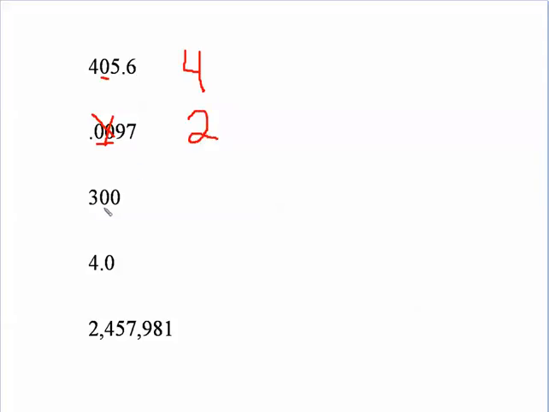Our next number, these are trailing zeros, and trailing zeros count if there is a decimal, and there is no decimal, so these do not count, so we only have 1 sig fig here. The next one, 4.0. This is a trailing zero, but there's a decimal, so it counts. So we have 2 sig figs. And in the last number here, none of these are zeros, so they all count. We have 7 sig figs. Hopefully this video has given you a better understanding about how to count significant figures.